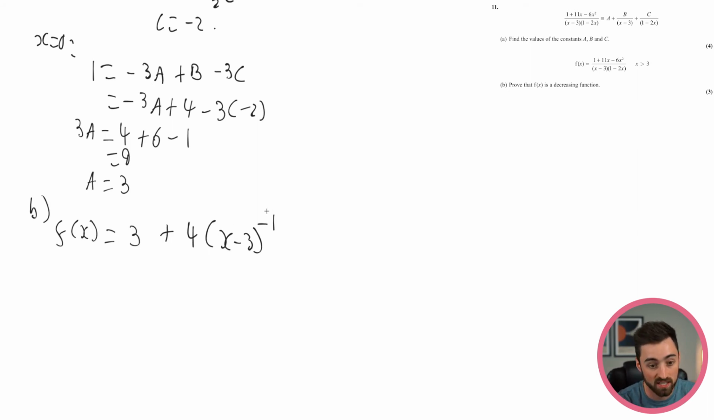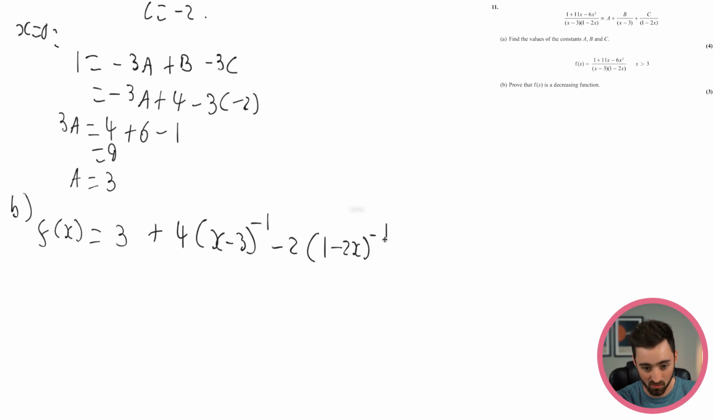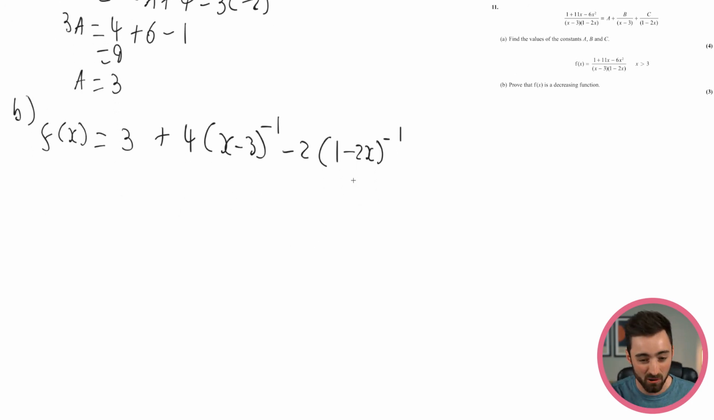Similar thing with c, so what is the value of c? It's minus 2, so minus 2, and then instead of over 1 minus 2x, I'm just going to say 1 minus 2x to the minus 1 here. Okay, we're now at a pretty good point, aren't we? This is relatively simple to differentiate.